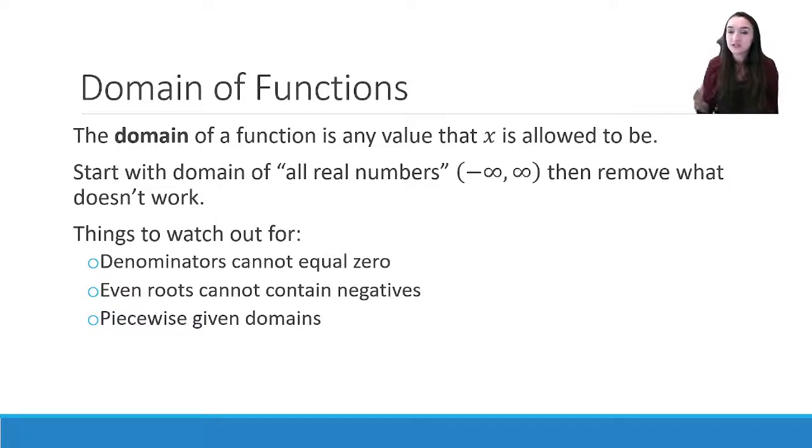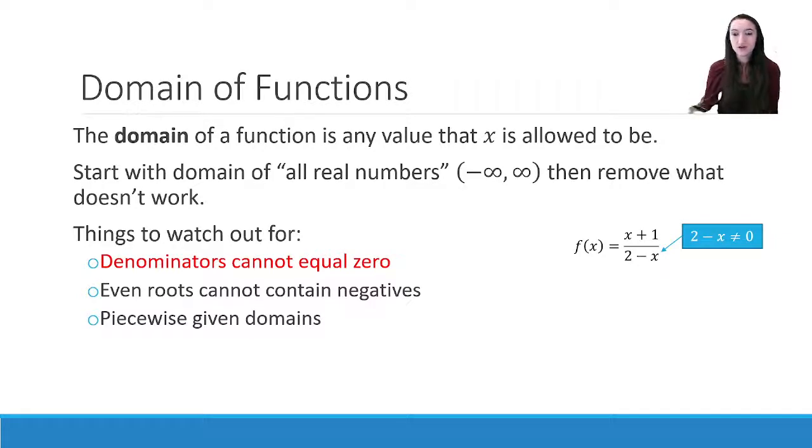But generally, when we deal with equations, the main things we want to look at are we're looking for denominators and we're looking for even roots. So first, denominators cannot equal 0. In order to find the domain of a function that has a denominator in it, we just take the denominator and set it equal to 0 and figure out what causes a problem. What causes that denominator to be 0?